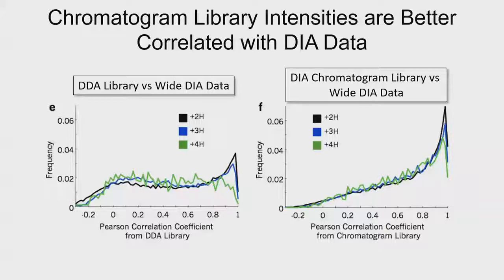This isn't surprising. We're using the exact same collision energy parameters on the exact same instrument at the exact same time on the exact same column. So it's not surprising at all that we get a much better match of the DIA data from the chromatogram library data versus the wide window DIA data.